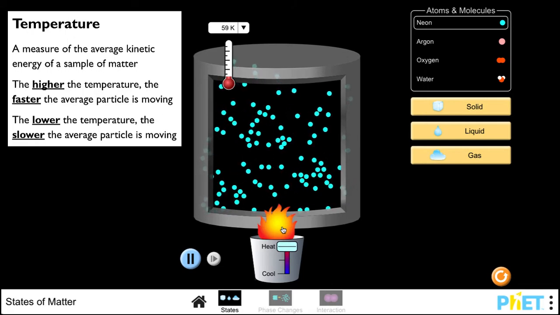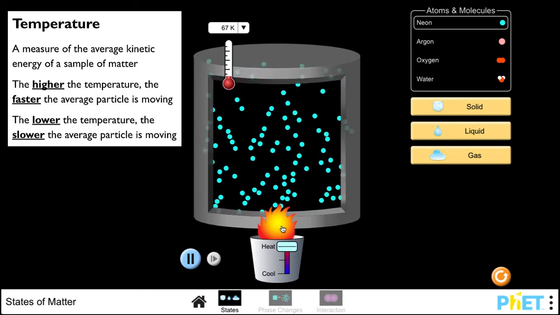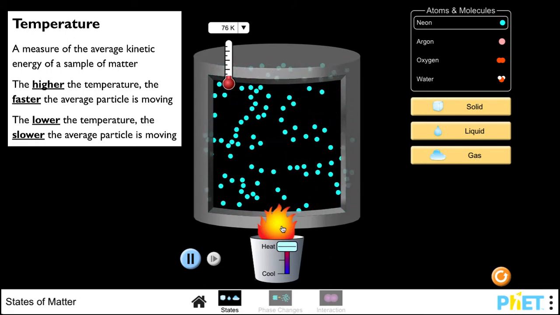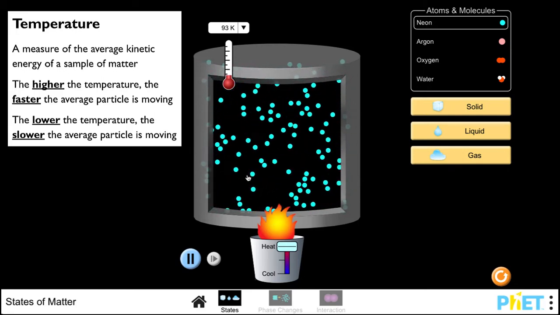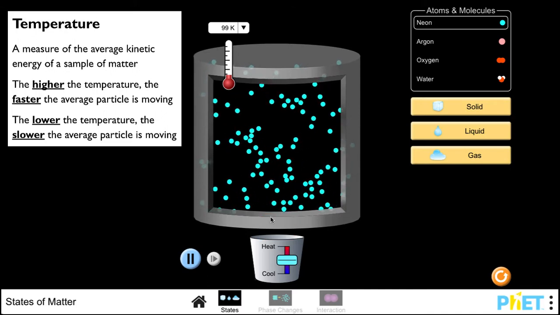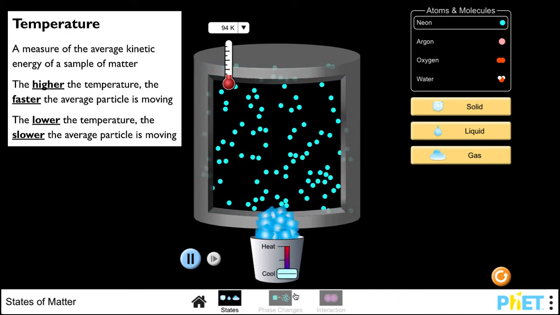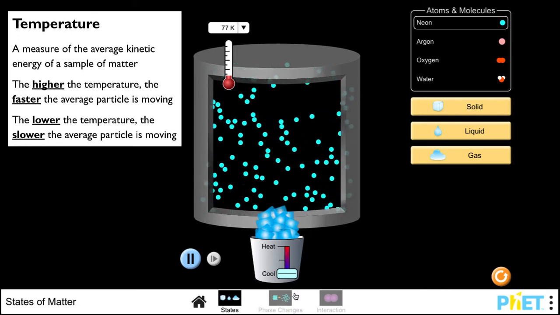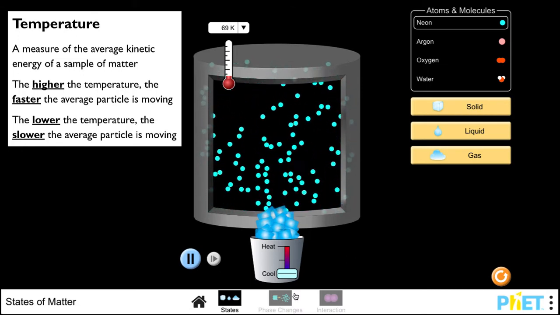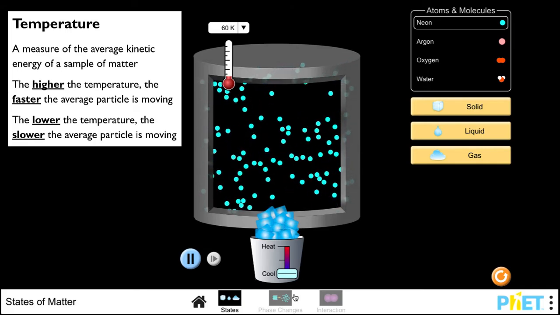Notice as we increase the temperature on this sample, the biggest change that we see to the actual particles is simply that they start moving faster. As we decrease the temperature, as we cool down the substance, the biggest change that we see is that the particles start moving more slowly. Let's look at a real-life example.